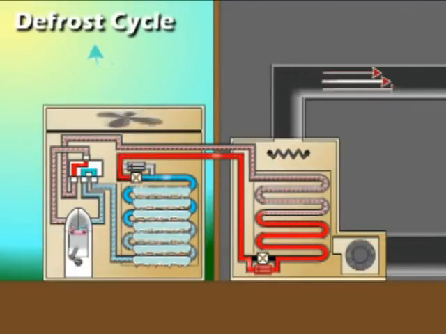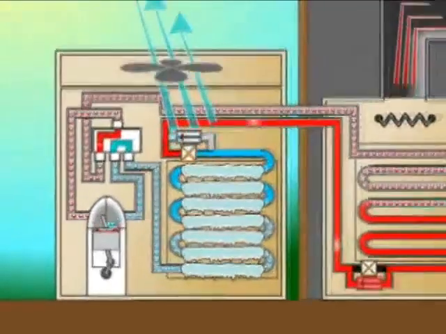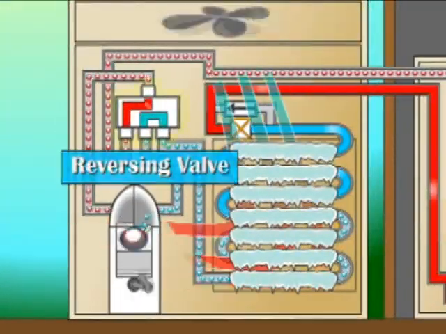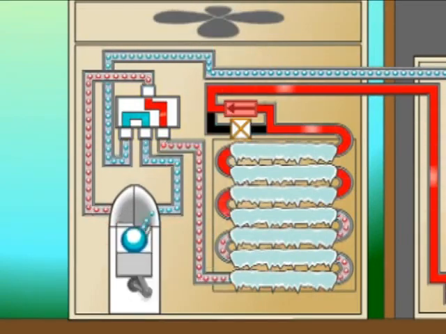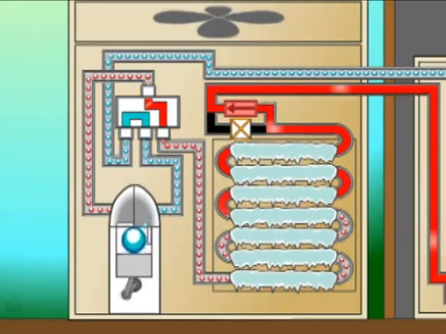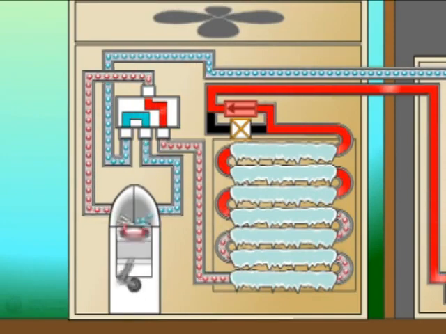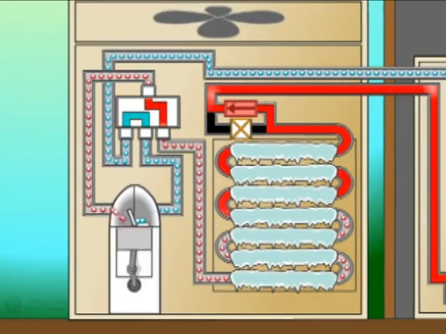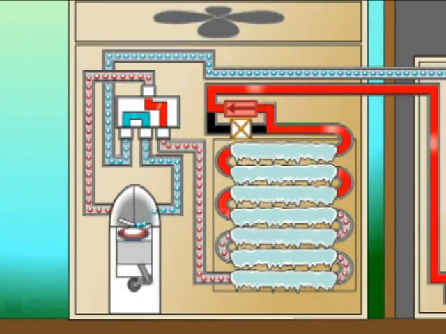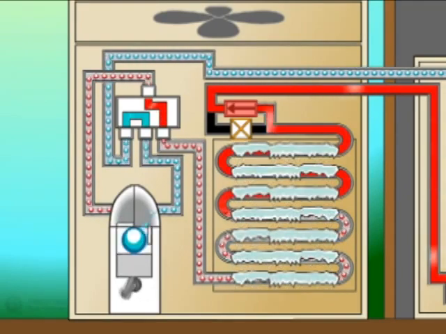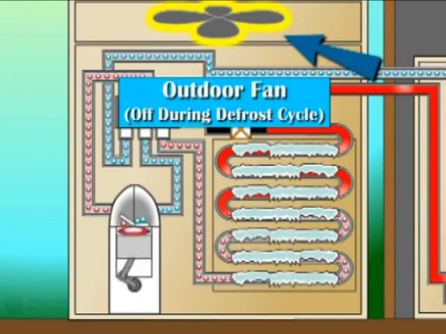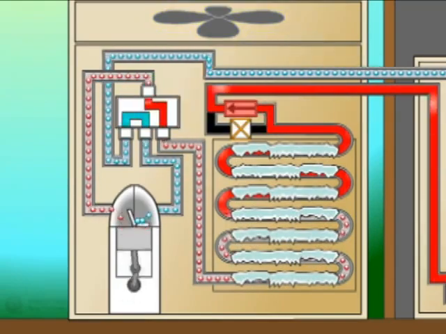As the defrost cycle is initiated, the reversing valve switches the refrigerant path back to that of the summer mode. This allows indoor heat to be transferred from the inside airstream to the outside coil, thereby melting the accumulated frost. To speed this process up, outdoor fan operation is terminated throughout the defrost cycle.